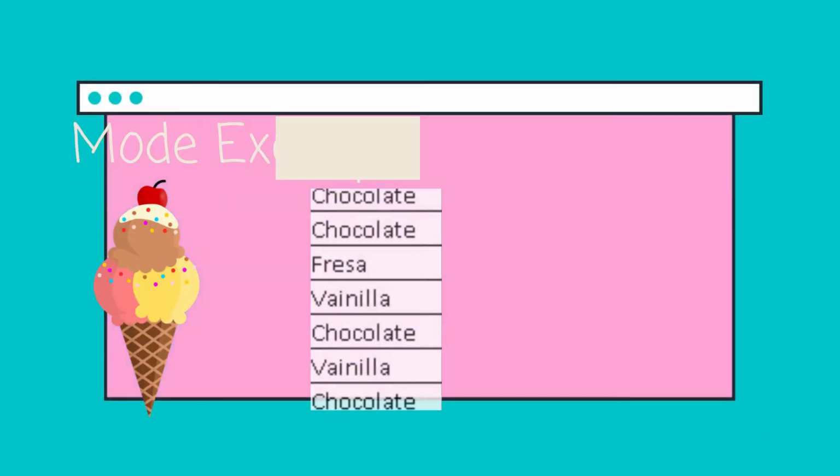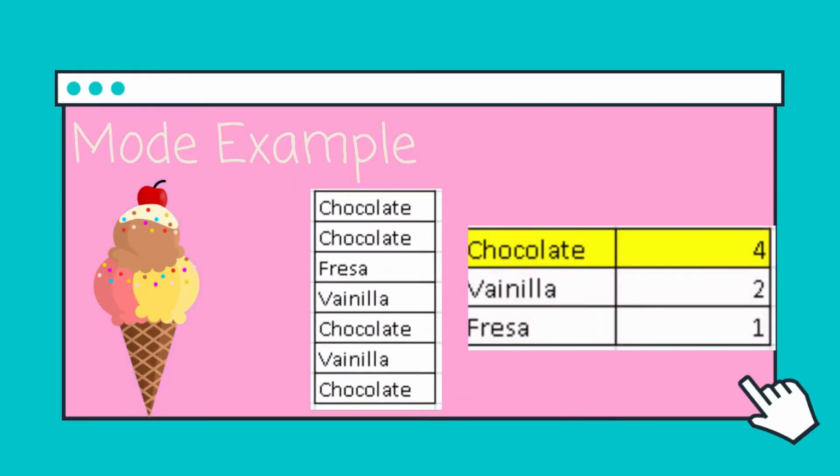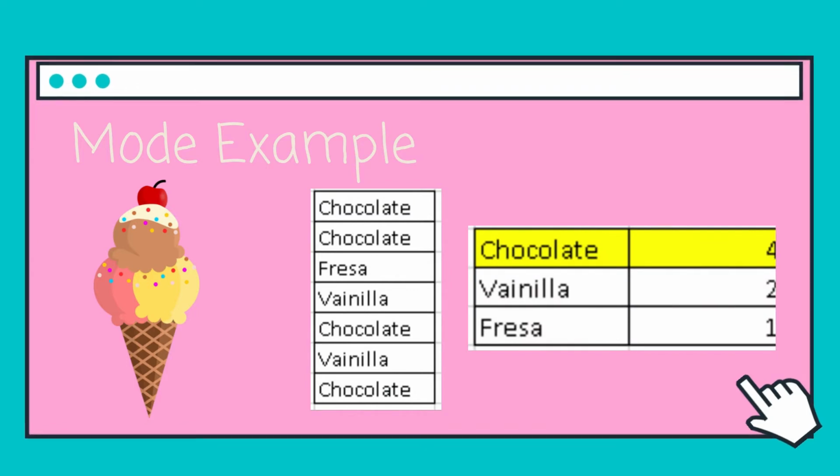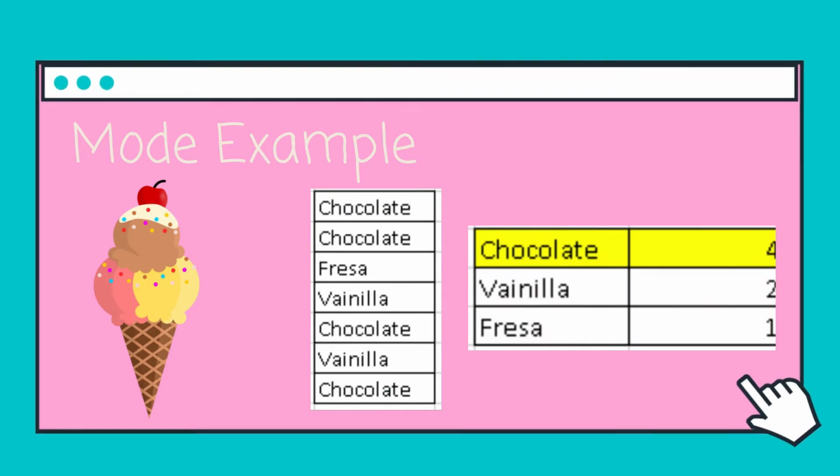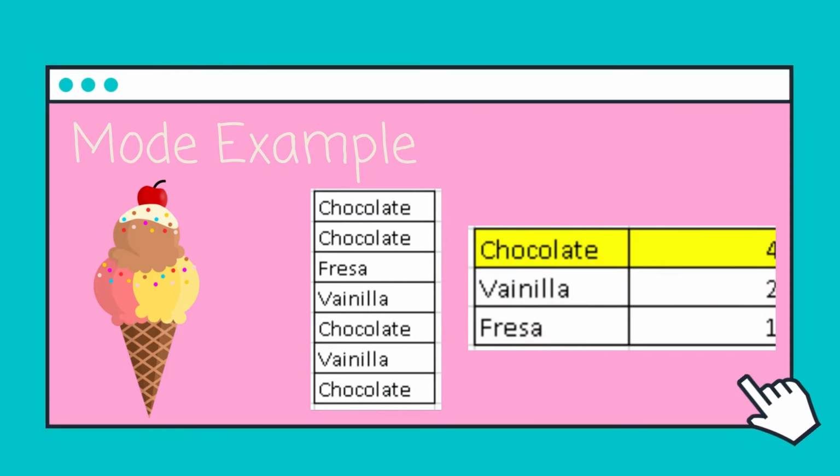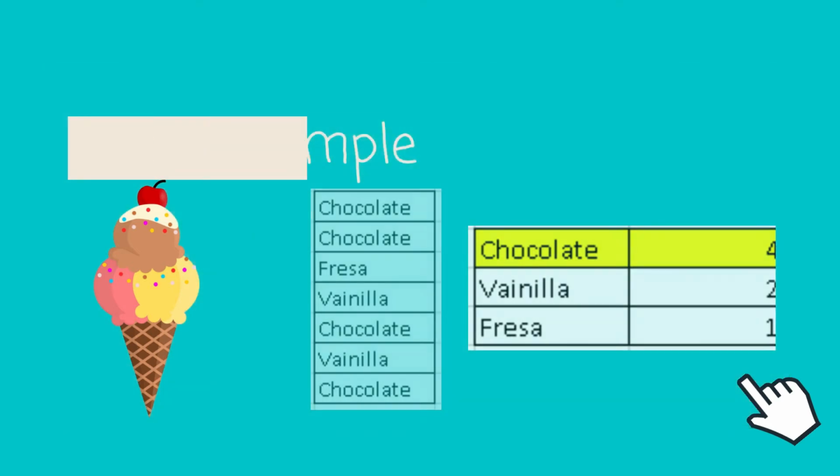Finally, the mode is the most repeated value, or the one with the highest frequency. To clarify this definition, let's suppose that we ask 7 kids their favorite flavor of ice cream, and they answer like in the table on the screen, and we obtain that the mode of the flavor of ice cream is chocolate because 4 kids chose chocolate.